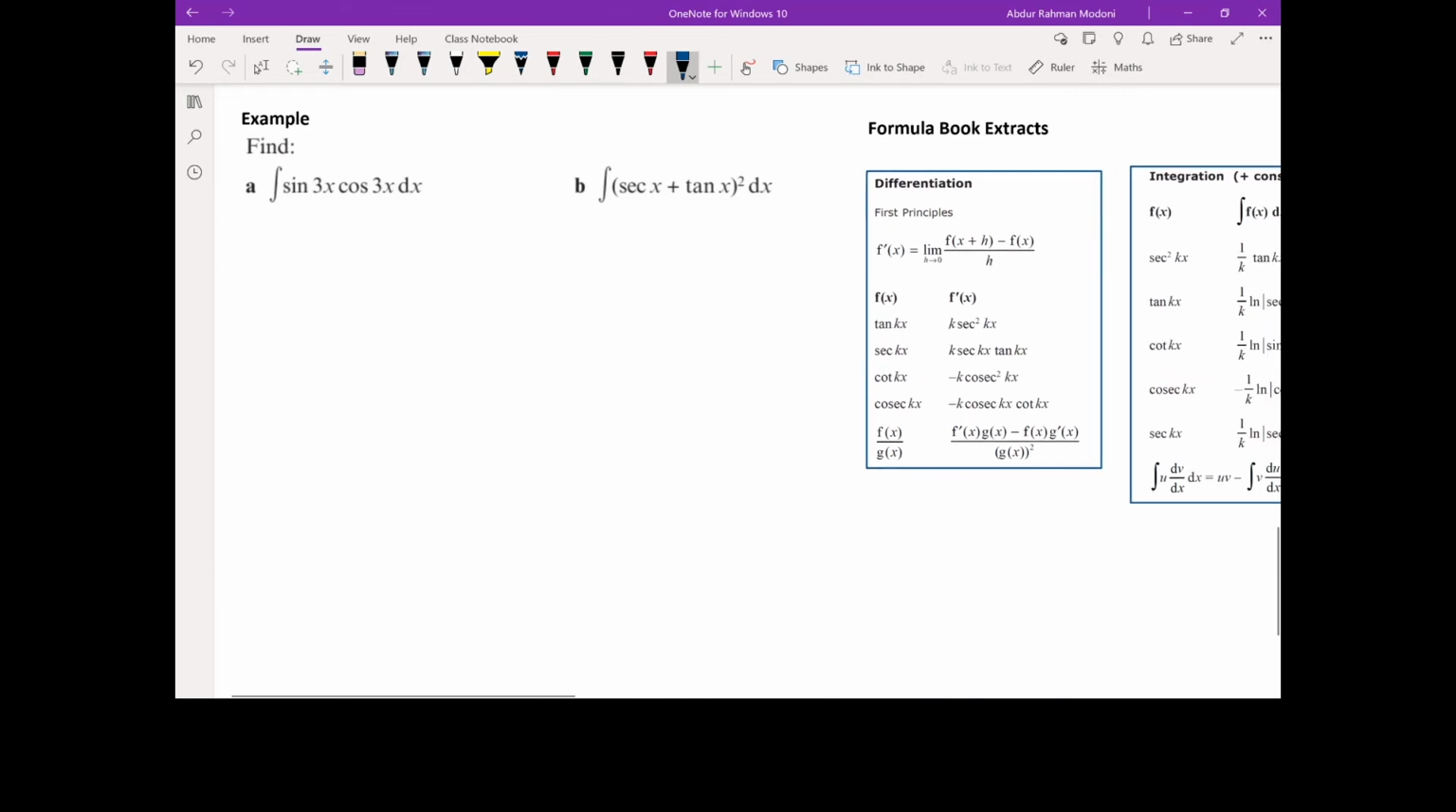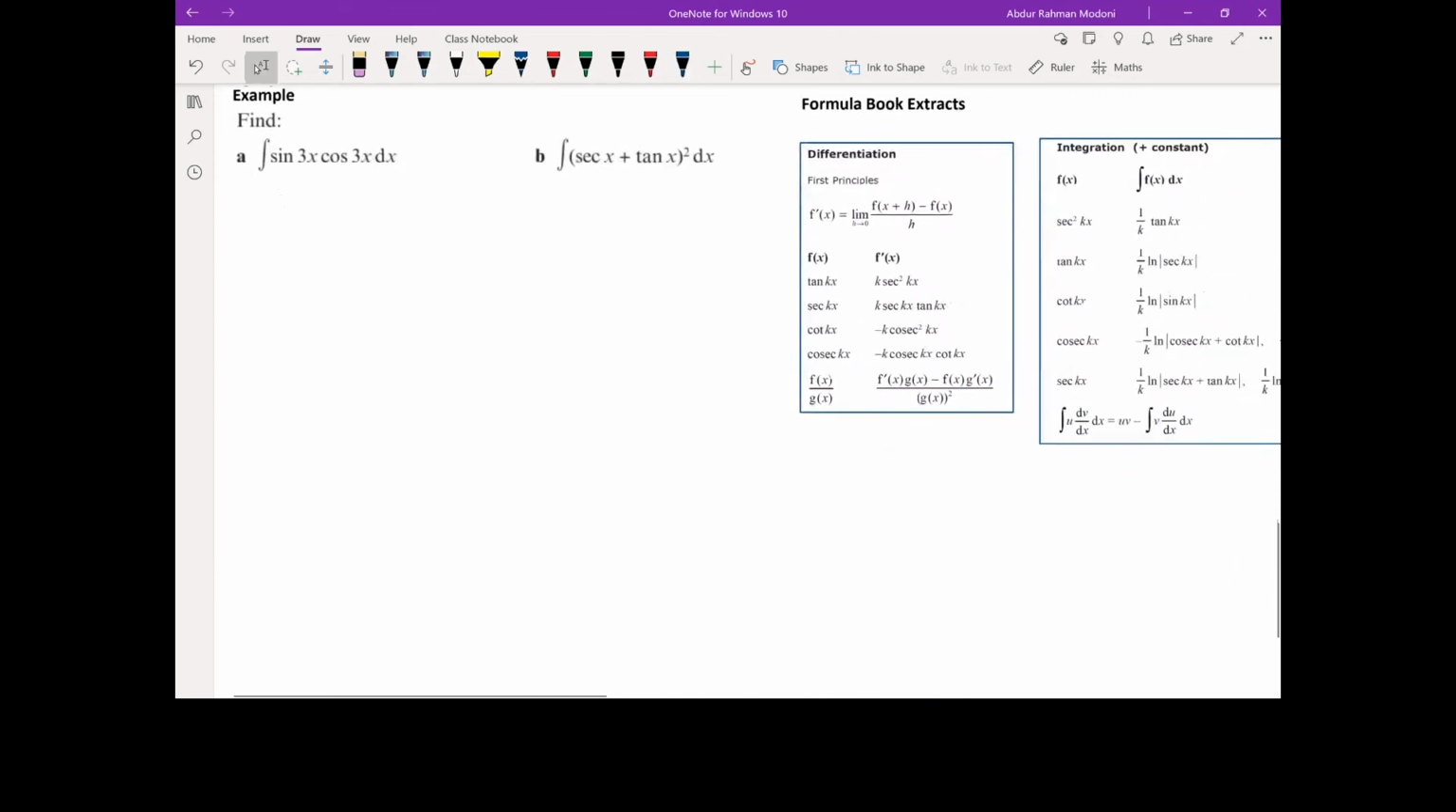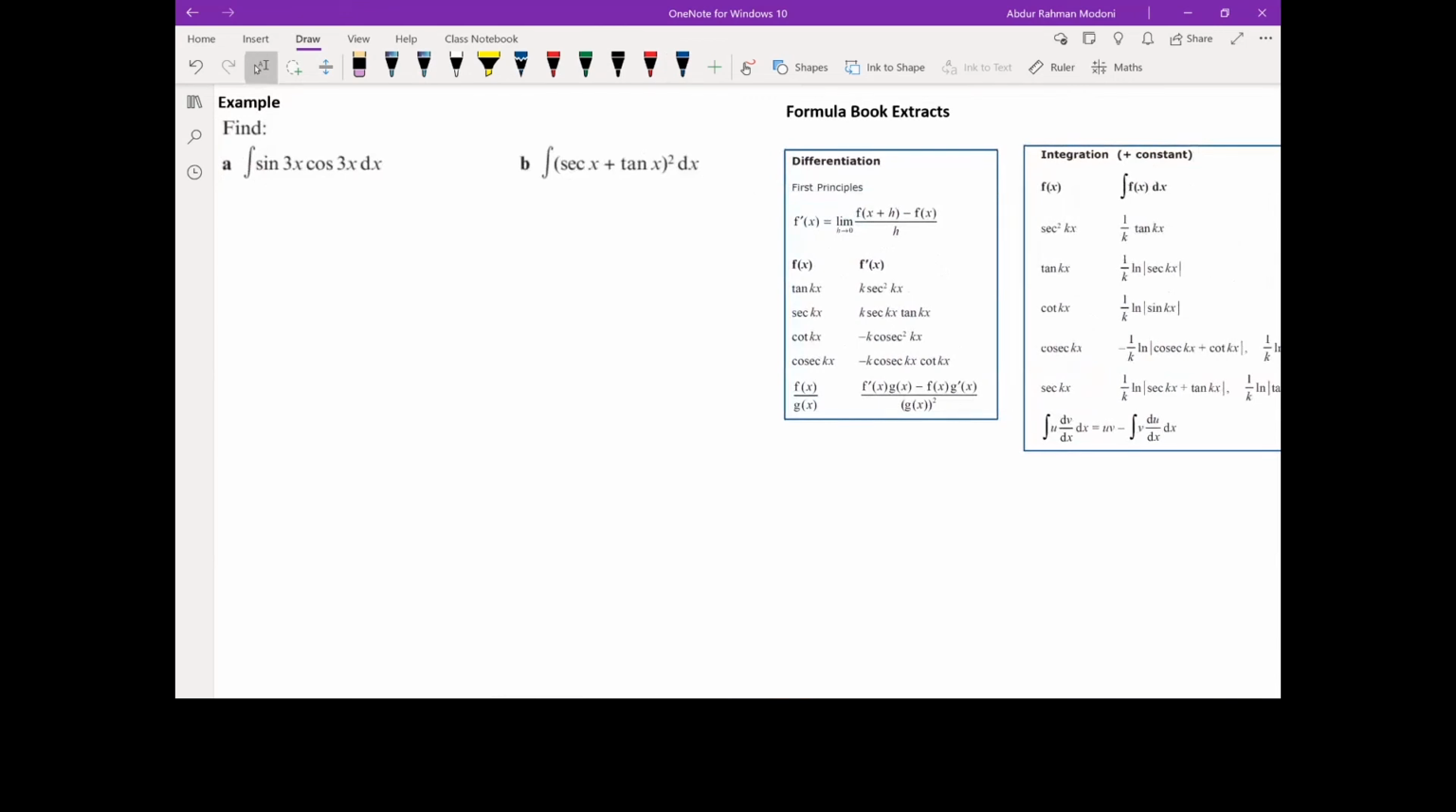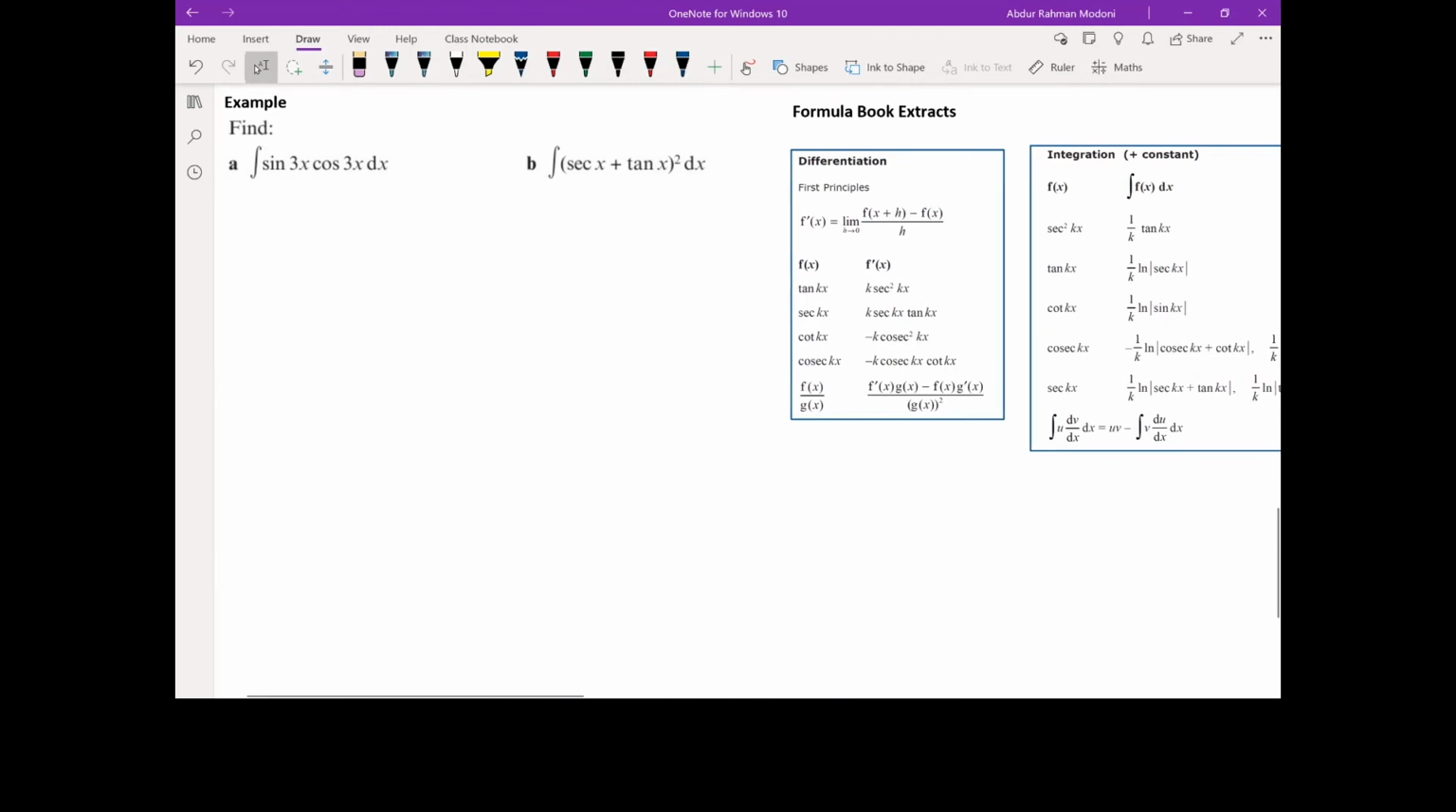So we will look in our formula book extract. Do we know sine 3x cos 3x? Does that appear anywhere here? I can't see it appearing anywhere in our standard results. So we need to think of a way of getting this into a form that can be integrated. We know a double angle identity that is actually in this form.